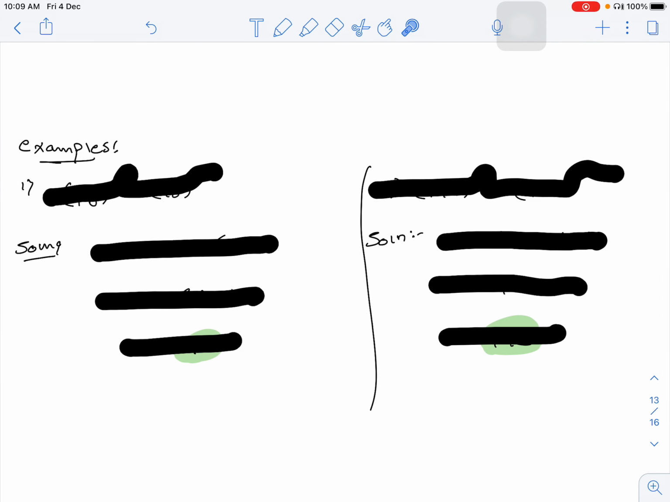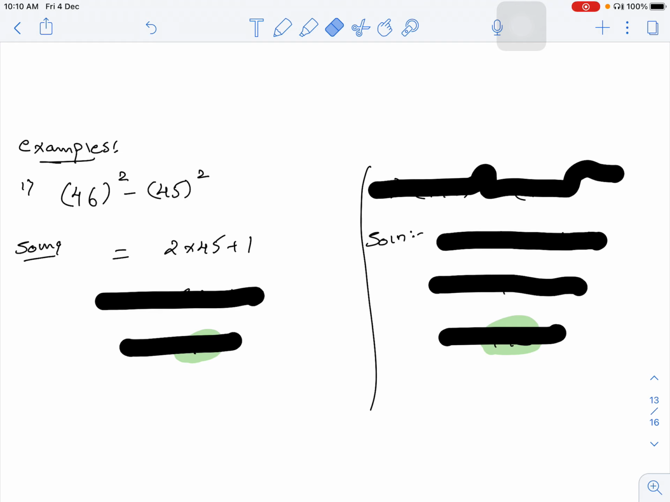Our first example is 46 square minus 45 square. Now here our smaller number is 45. So how will we find the difference of squares? So 2 into 45, that is our smaller number, plus 1. So 2 into 45 will become 90, plus 1. So our answer should be 91.